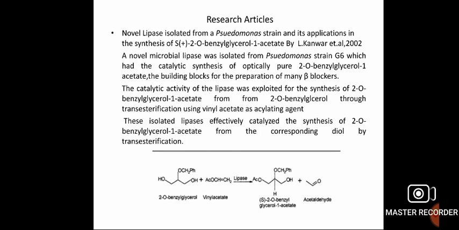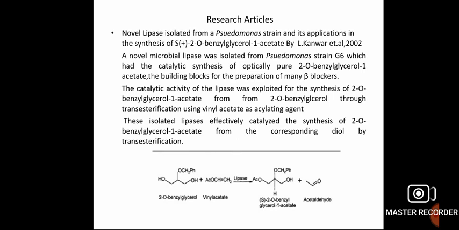The Pseudomonas strain G6, which was recently isolated from the soil, produced an extracellular lipase, and the lipase produced was analyzed with the help of SDS-PAGE, and it was found to be in the form of a hexamer in structure.